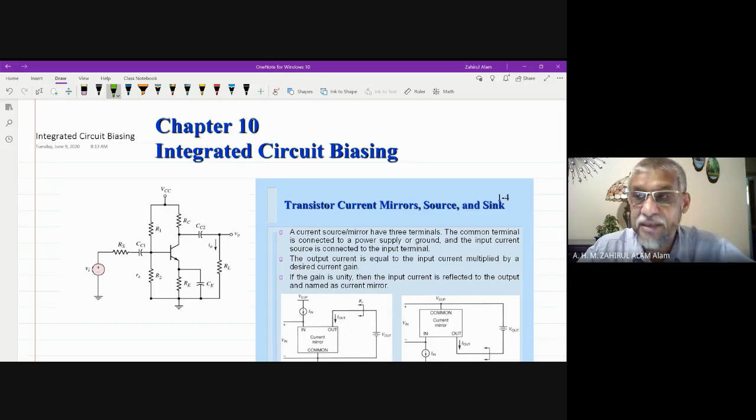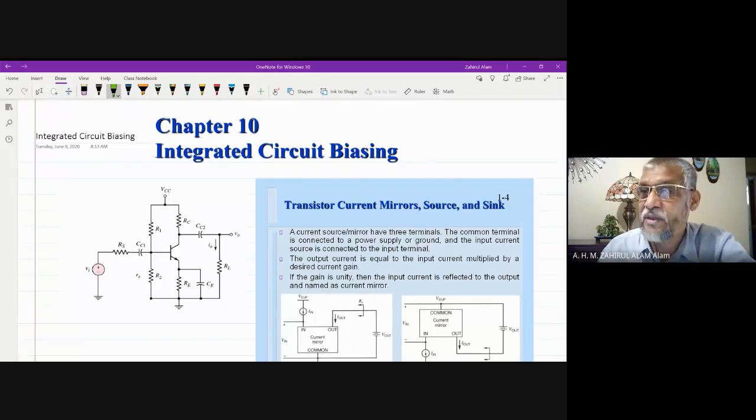Now, when we use the integrated circuit, we need to make it as small as possible, and the integrated circuit must also consume less power. That means an integrated circuit has some criteria: less area, less power, and other criteria also.